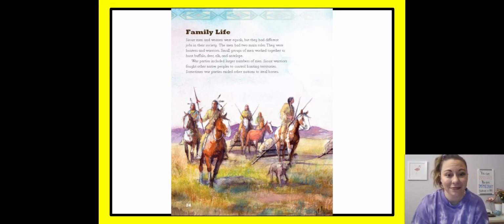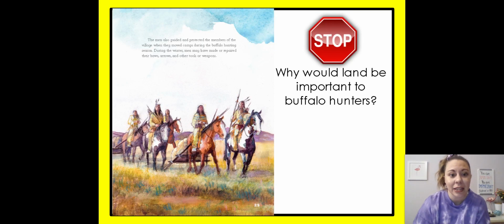So, family life. Sioux men and women were equals, but they had different jobs in their society. The men had 2 main roles. They were hunters and warriors. Small groups of men worked together to hunt buffalo, deer, elk, and antelope. War parties included large numbers of men. Sioux warriors fought other native peoples to control hunting territories. Sometimes war parties raided other nations to steal horses. The men also guided and protected the members of the village when they moved to camps during the buffalo hunting season. During the winter, many men may have made or repaired their bows, arrows, and other tools or weapons.